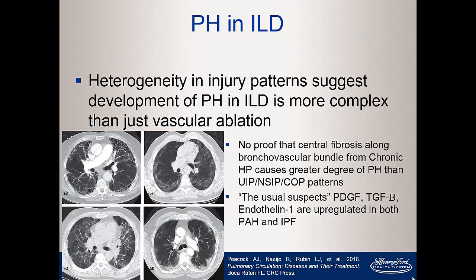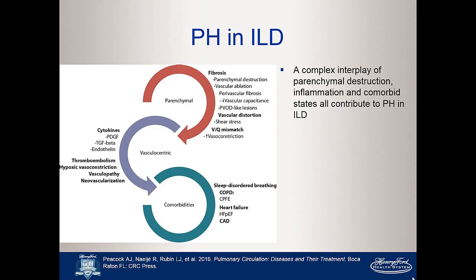As you might predict, in terms of the inflammatory components of all of this, the usual inflammatory suspects like platelet-derived growth factor, TGF-beta, endothelin-1 are all upregulated in both PAH and IPF. So as the two diseases coexist, we look at the big picture. There is parenchymal and vascular damage from fibrosis. There's additional shear stress on the rest of the non-damaged lung. But there's also an inflammatory component with the cytokines that we talked about.